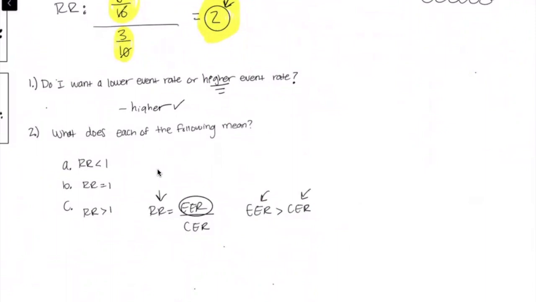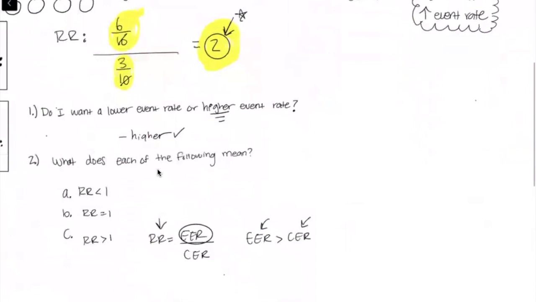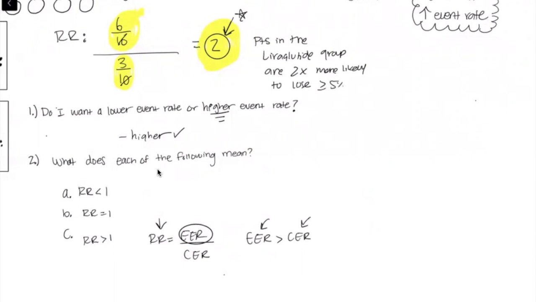And we got a risk ratio of 2. So how would I interpret this? I would say that patients in the liraglutide group are 2 times more likely to lose at least 5% of their body weight. The 2 times comes from the risk ratio being 2.